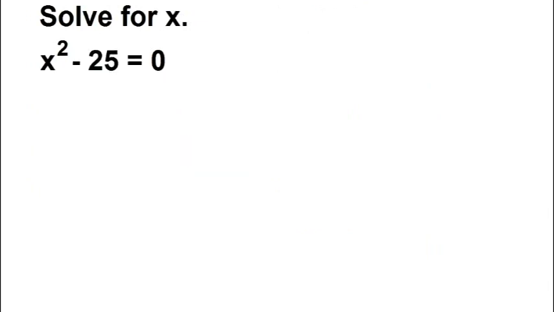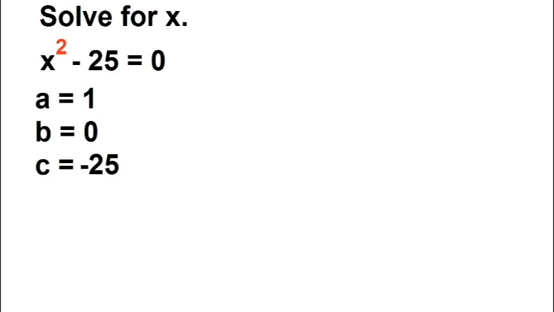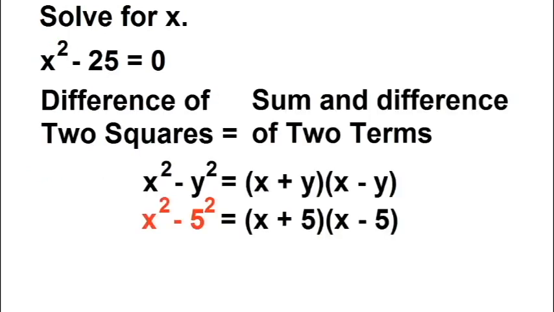Solve for x. x squared minus 25 equals 0. This is a quadratic equation in standard form where a is equal to 1, b is equal to 0, and c is equal to negative 25. The expression on the left side of the equation is of the form difference of two squares.